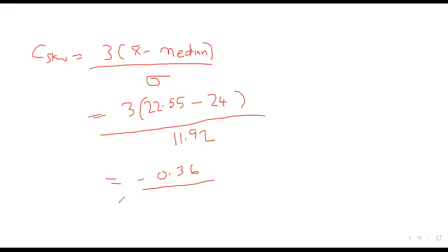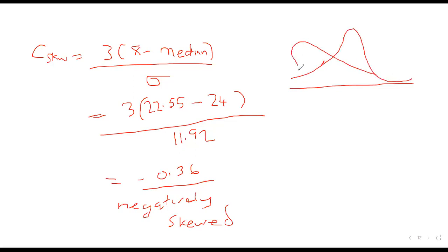So the sign here says if you get a negative, it's negatively skewed or skewed to the left. Skewness shows you the distribution: if you get 0, it's normally distributed. If you get negative, it's skewed to the left or negatively skewed. If you get positive, it's positively skewed or skewed to the right. Okay. Are we clear?